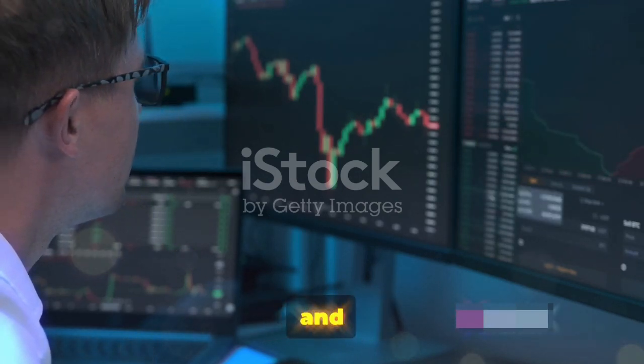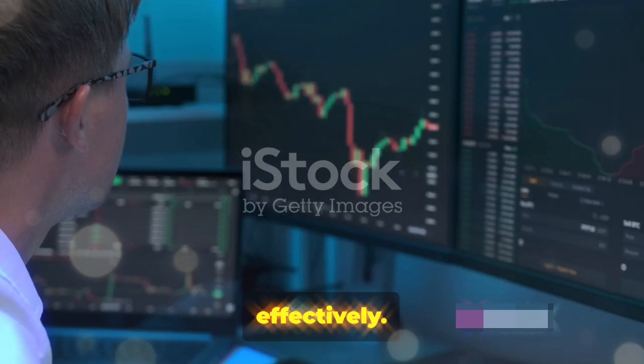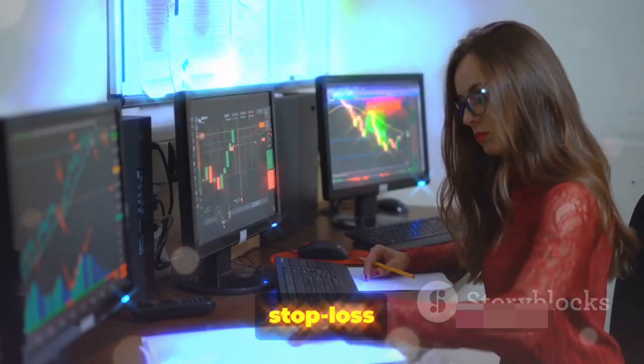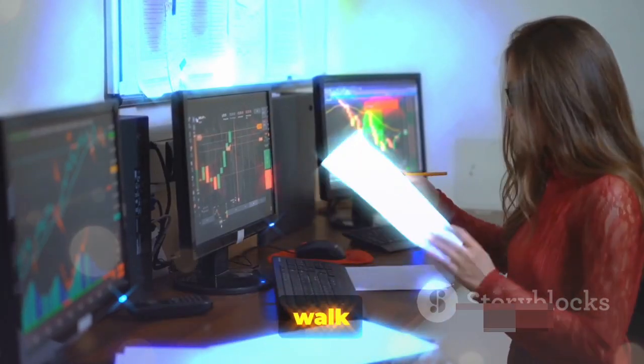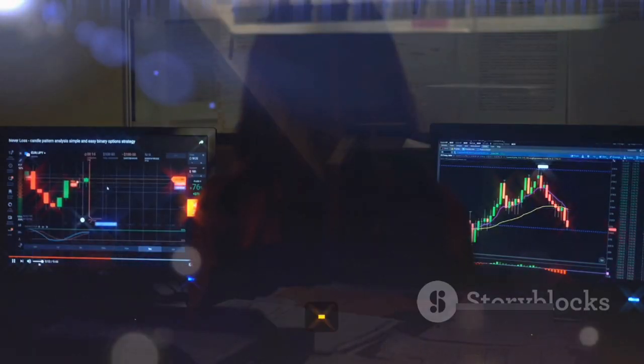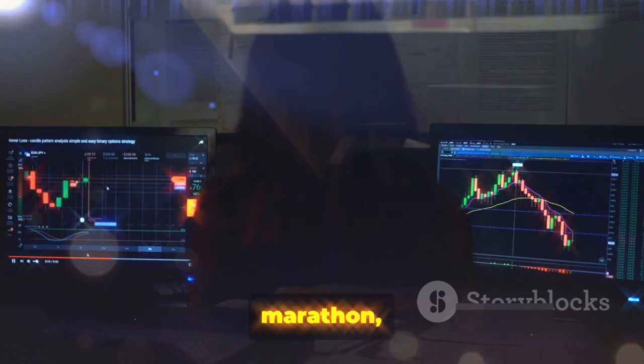Trading involves risks, and it's essential to manage these risks effectively. This might mean setting stop-loss orders, diversifying your portfolio, or simply knowing when to walk away. Keep learning, stay disciplined, and remember, the journey to successful trading is a marathon, not a sprint.